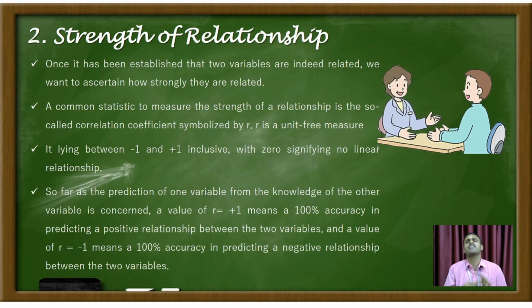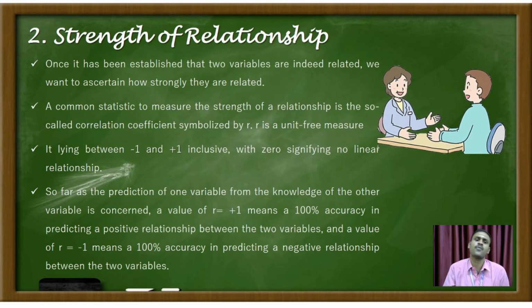So the next one, strength of the relationship. How much strength does the relationship have? Once it has been established that two variables are indeed related, first we have to confirm whether there is a relation. Then we want to ascertain how strongly they are related. A common statistic to measure the strength of a relationship is the correlation coefficient. It's symbolized R. R is a unit free measure. It lies between -1 and +1, with 0 signifying no linear relationship.